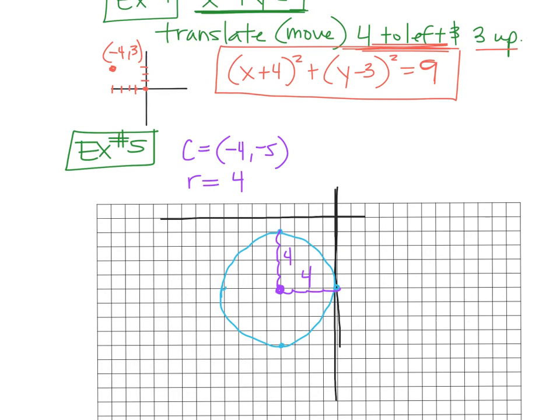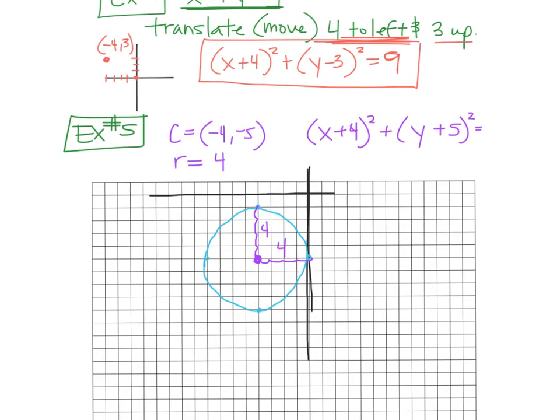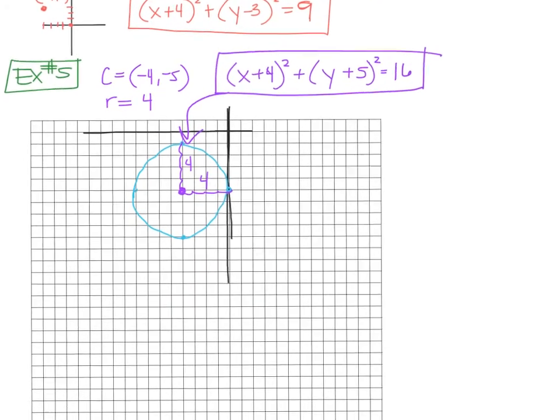So if we're going to come up with our equation from this, then it's going to be x minus a -4, so x plus 4 squared, plus y minus -5, which would be y plus 5 squared, equals the radius squared. Don't forget to square that. 4 squared is 16. So this is the equation of that circle. Isn't that fun? Kind of fun.